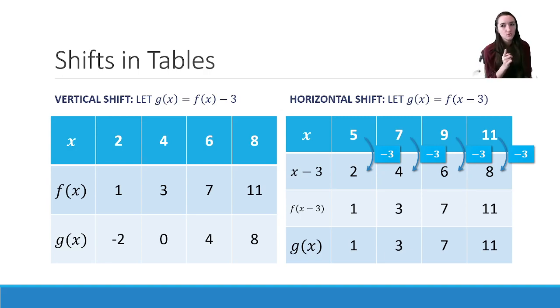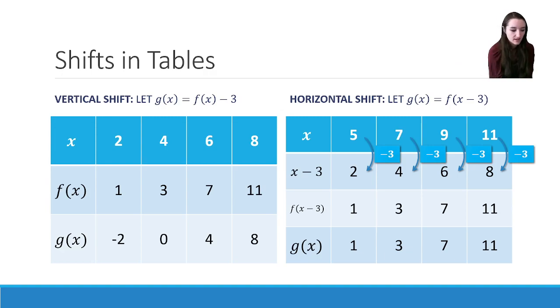Now that's a little weird, right? But that's essentially what we're saying, is that all of those output values haven't changed. What has changed is when they occur. So for a vertical shift, the output values are actually changing. The output values have shifted up or down by whatever is added or subtracted on the outside. But for a horizontal shift, our outputs, our y values, don't change. They just change where they're occurring.